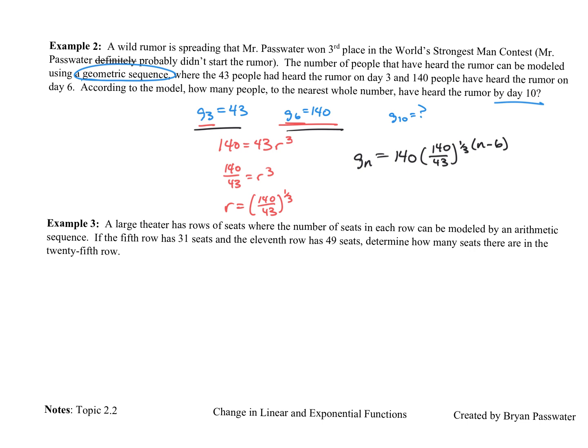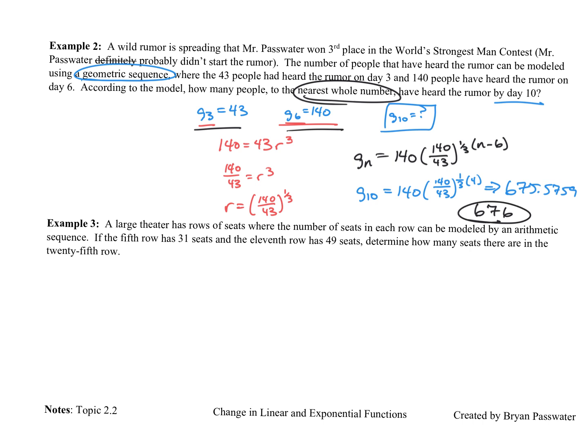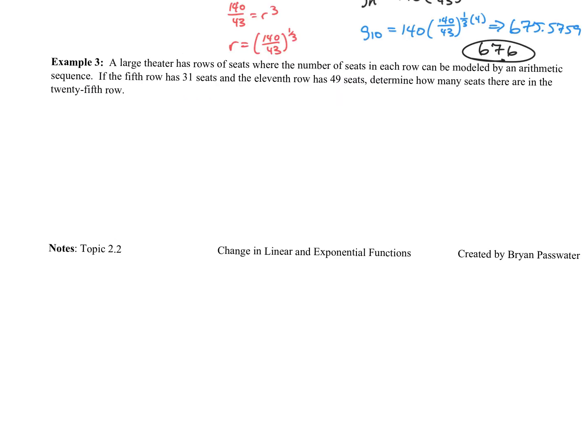All right. And so now all we're going to do is substitute in 10 because we want to know after the 10th day. All right. And so now we're going to assign G sub 10. So we got 140 times 140 over 43 to the power of 1/3 to the 4th. So now we get 675.5759. However, in the directions, it asks for what? To the nearest whole number. So now we're going to round to 676 people. All right.